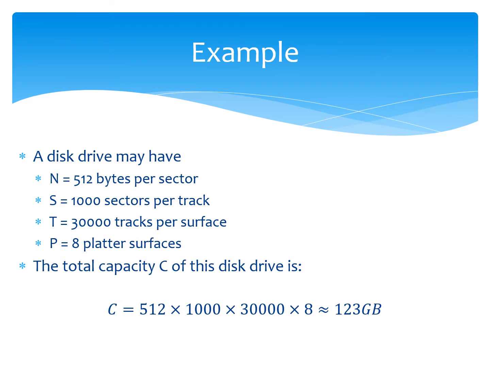For example, assume a hard disk drive with 512 bytes per sector, 1,000 sectors per track, and 30,000 tracks per surface in 8 planar surfaces. The total capacity C of the hard disk is C equal to 512 multiplied by 1,000 and then multiplied by 30,000 and then multiplied by 8, which is around 123 gigabytes.